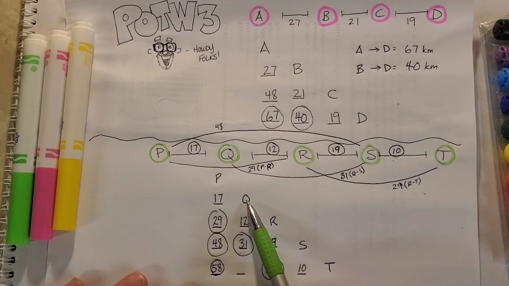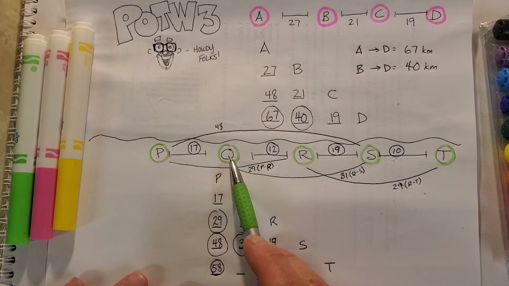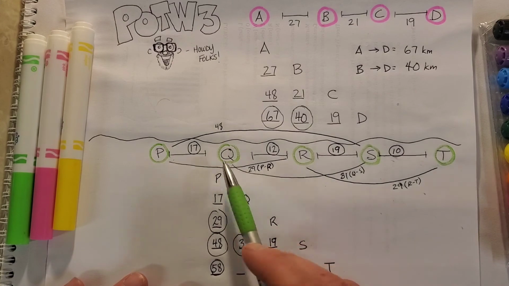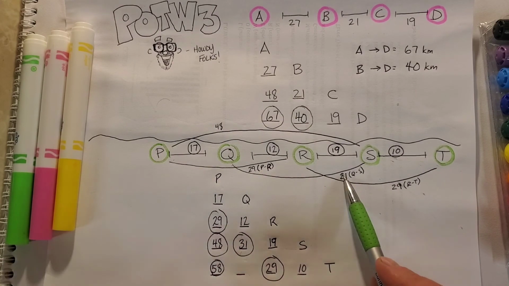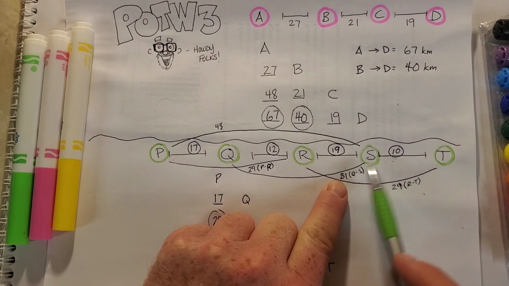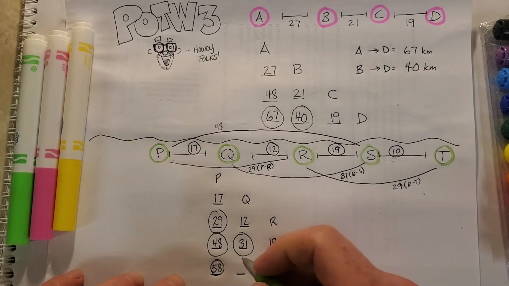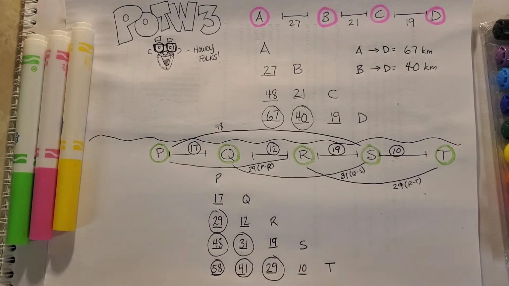Now I have to find the distance, and the last one to do is the distance between Q and T. So we've got to go from Q here all the way to T. So again, I'm going to fast track it a bit. So I know Q to S is 31, and I know the distance between S and T is 10, so 31 plus 10 would give me 41.